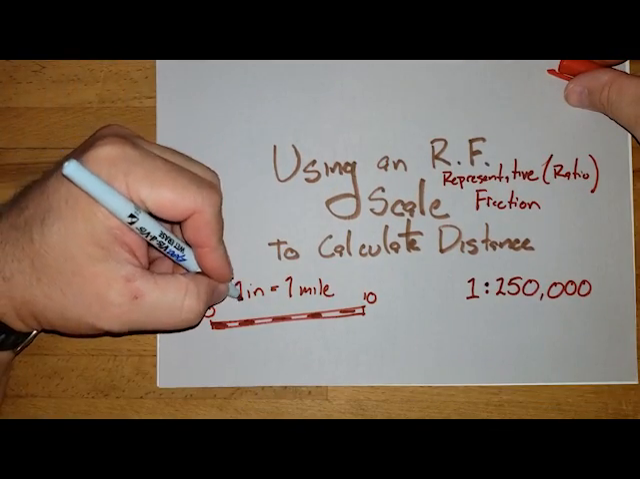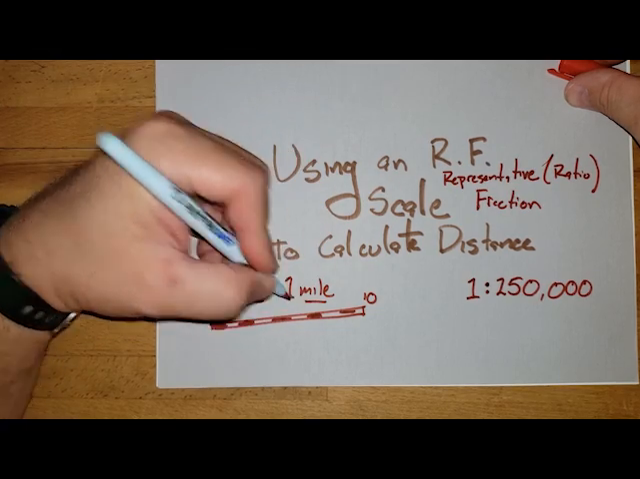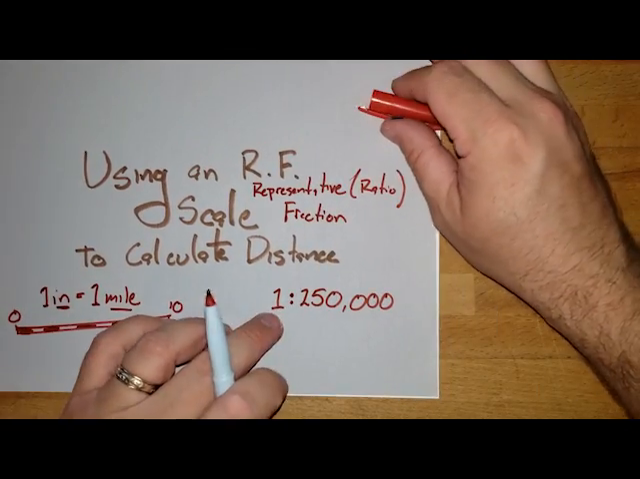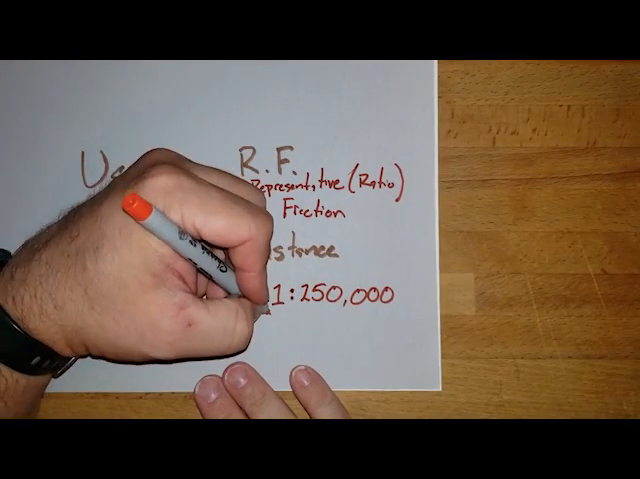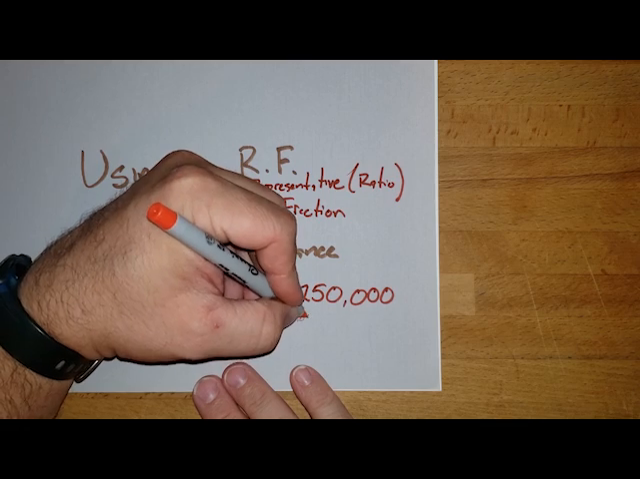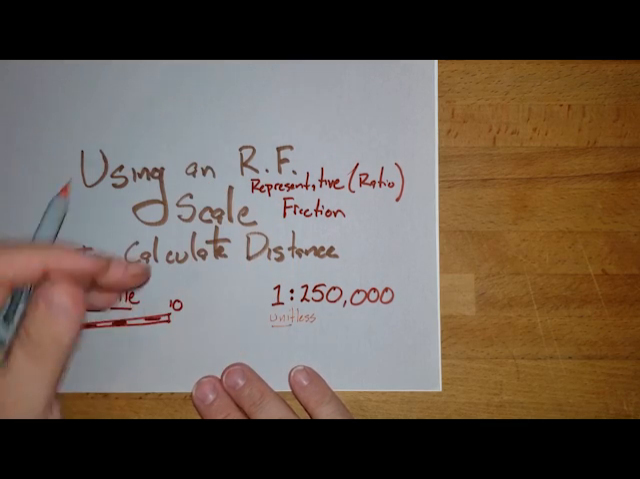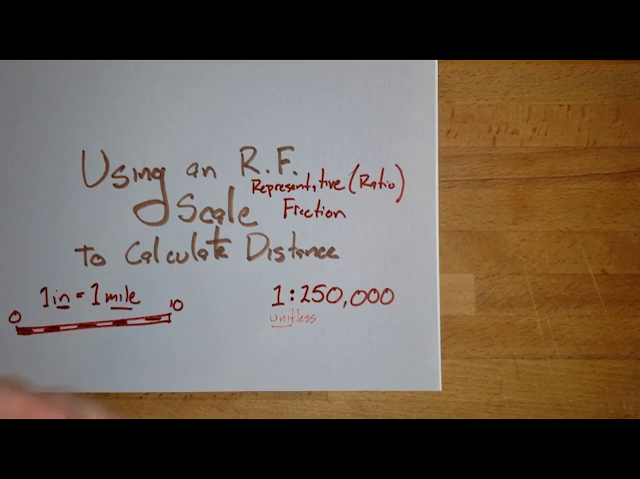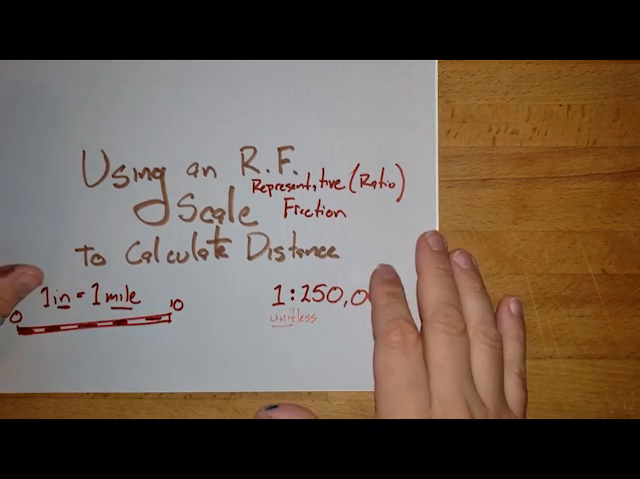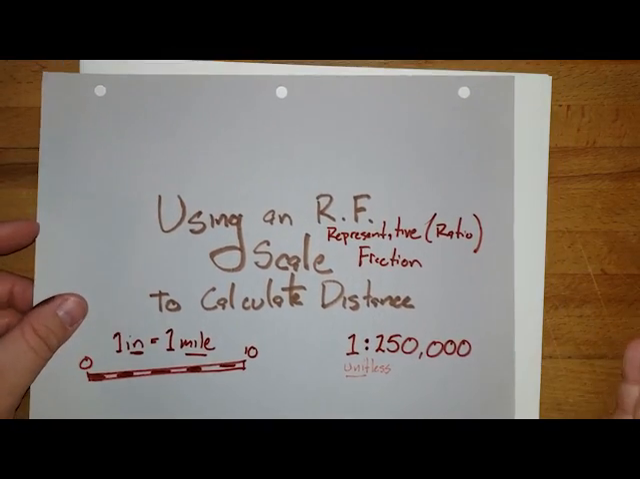Notice that here it gave us the actual units. That 1 inch is equal to 1 mile. Here it does no such thing. The big deal with the RF scale is that it is unitless, meaning without any units associated with it. And it just means 1 to 250,000. And so it could be anything. It could be 1 inch is equal to 250,000 inches. It could be that 1 foot on the map is going to be equal to 250,000 feet in reality. Okay? So let's figure out what to do with this.